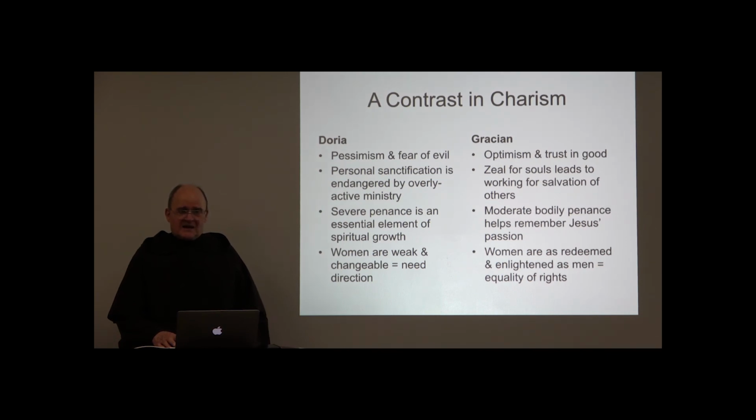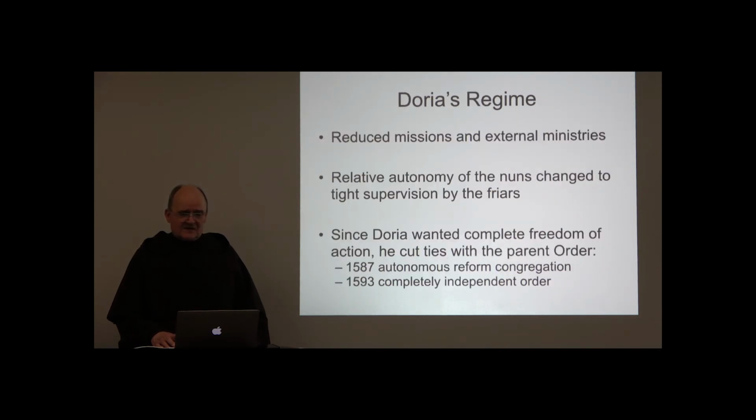Well, this is setting up a clash between Doria and the women's communities. He's going to try to write a new set of constitutions that would reduce the authority of the nuns, their autonomy to run their own affairs, and place them under the friars.